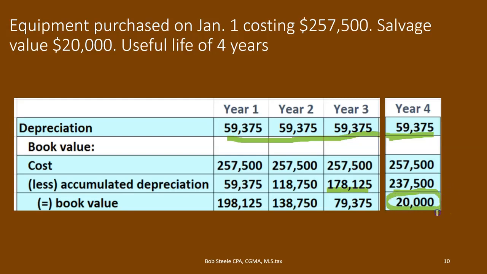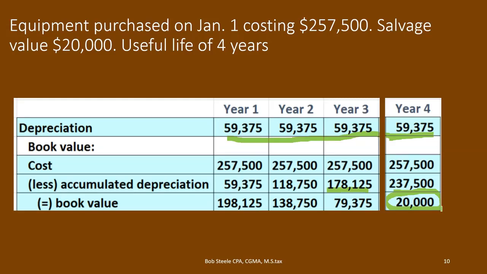We've seen that somewhere before. 20,000. Where have we seen that? That is the salvage value. So remember, we thought that at the end of its useful life being 4 years, we have now ended the useful life in accordance with our estimate. Then we should be able to scrap it for 20,000.